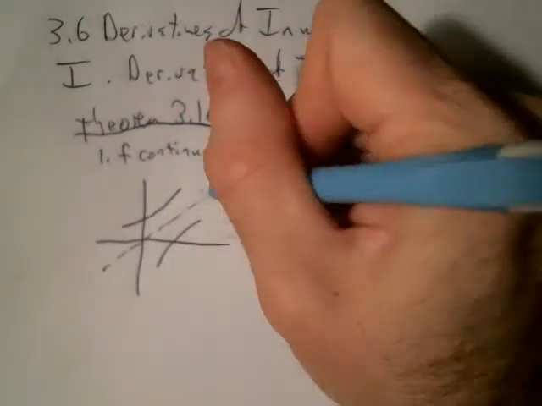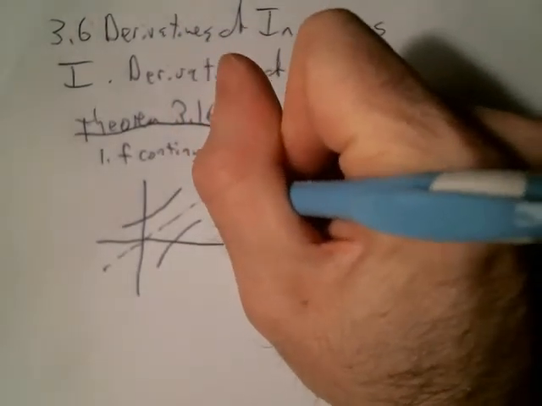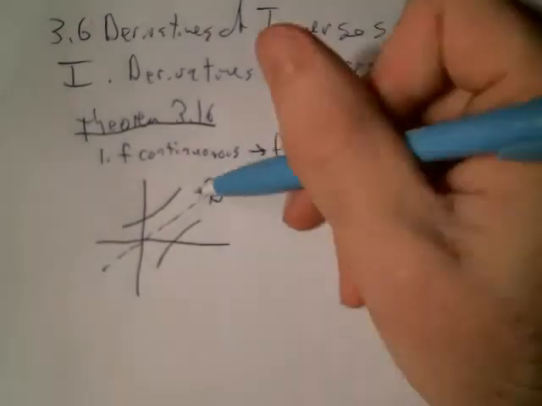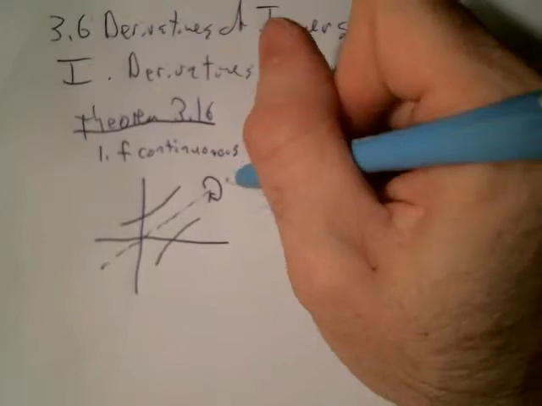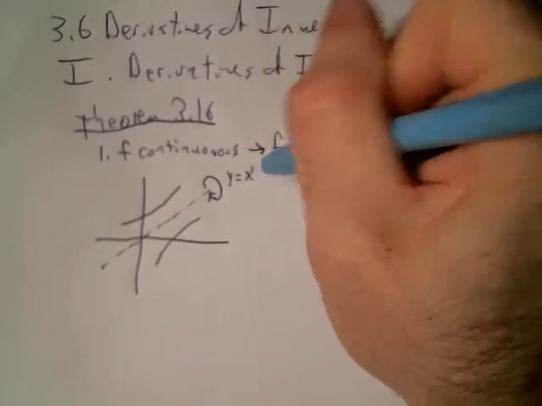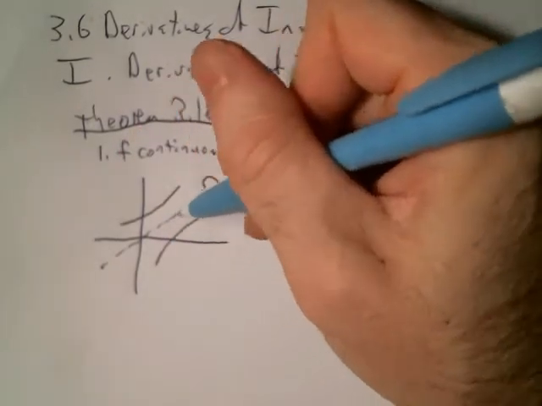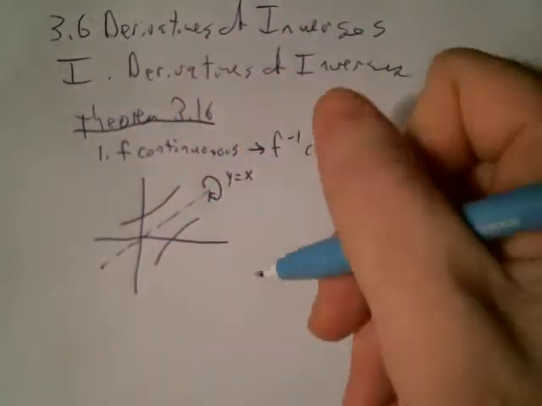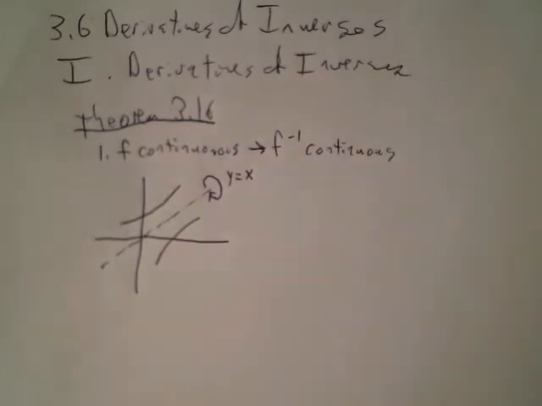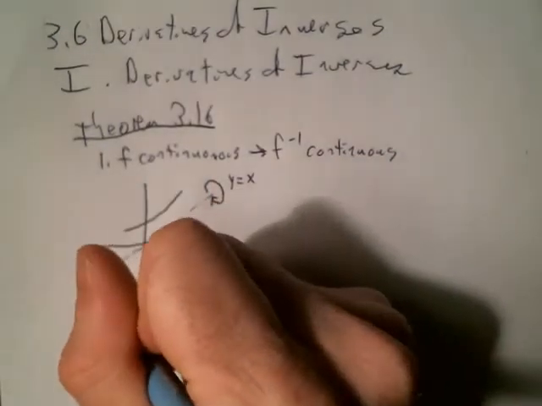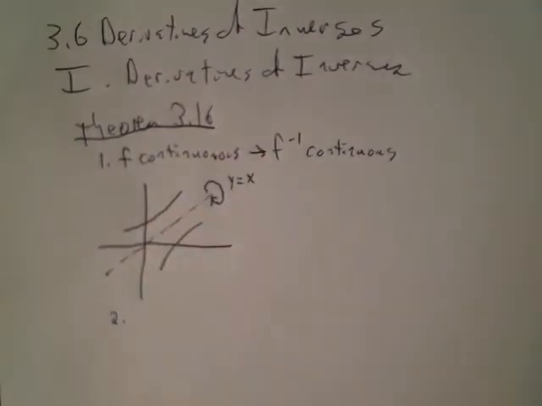But to construct the inverse given a function that's invertible, all you have to do is rotate it about the line y equals x. And in doing that rotation, you don't expect any holes to magically appear. So hopefully, geometrically, that's convincing that if f is continuous, then f inverse will also be continuous. If f has no holes in it, then f inverse won't have any holes in it.